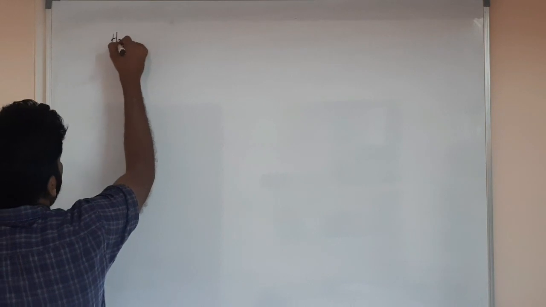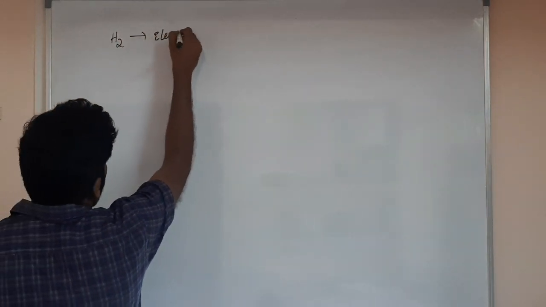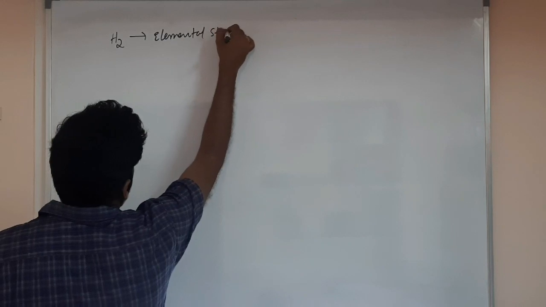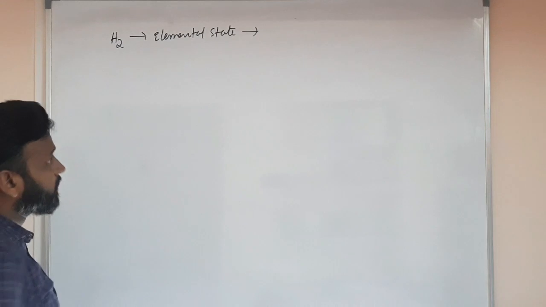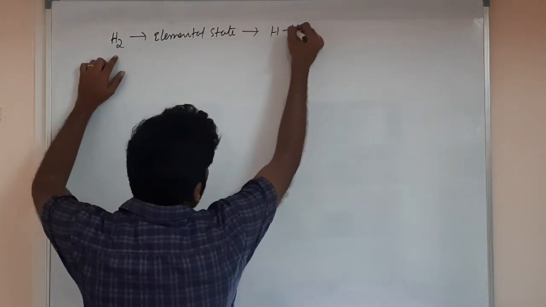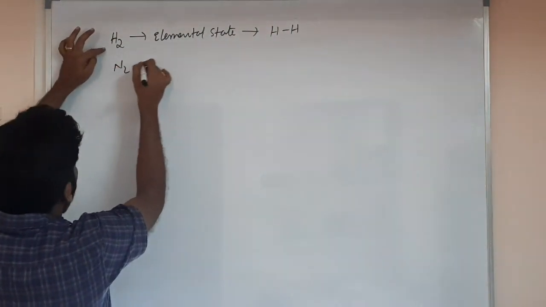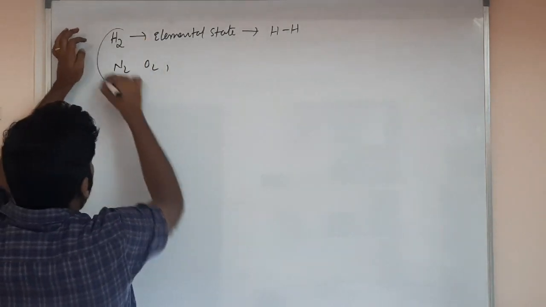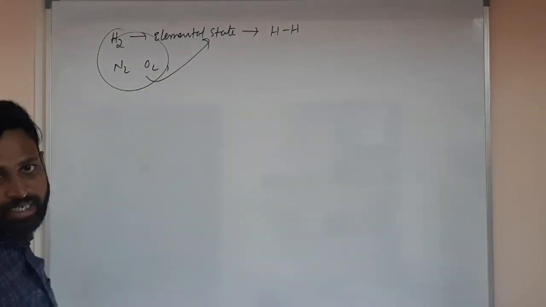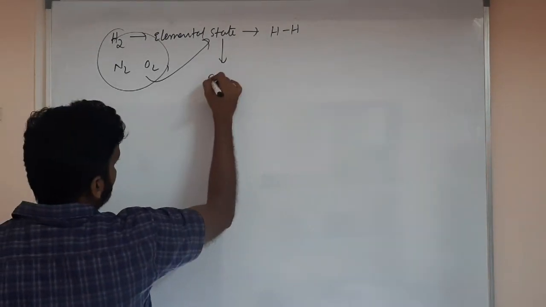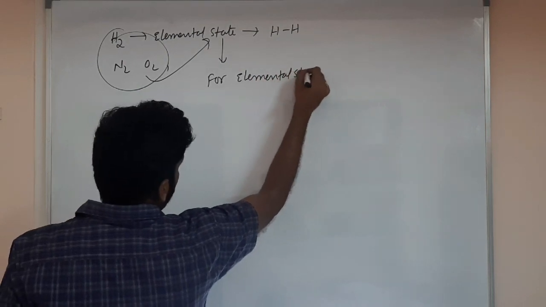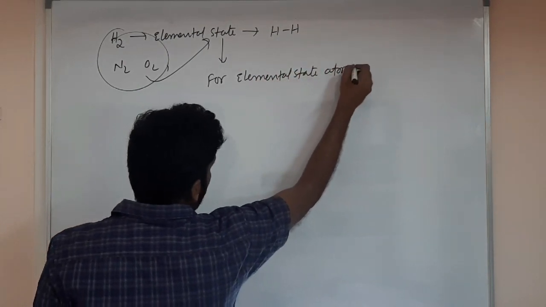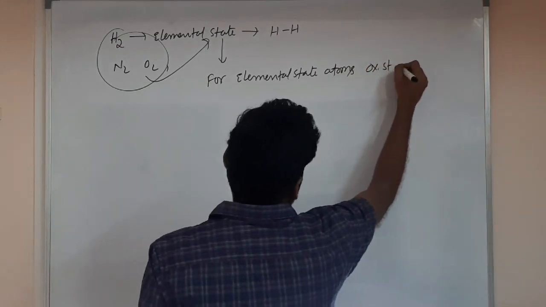Do you understand what elemental state is? H2 is an elemental state. Elemental state means how it exists in nature. Hydrogen is diatomic, so H2, H single bond H, then N2, O2. These are all called elemental states, how they exist in nature. So for atoms in the elemental state, the oxidation state will be 0.